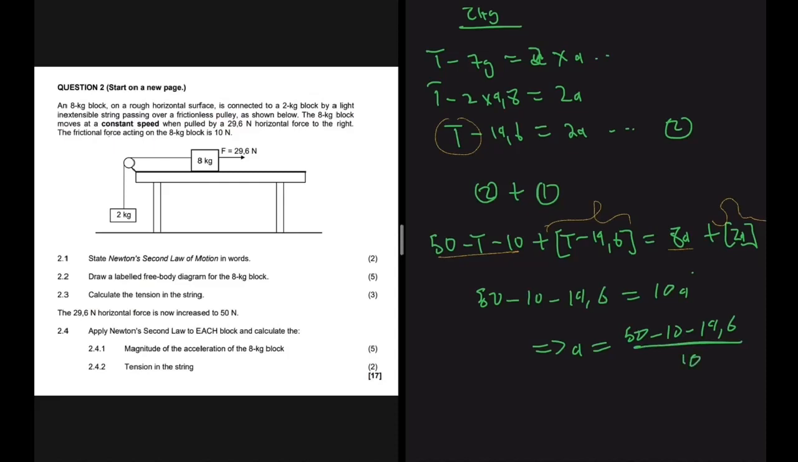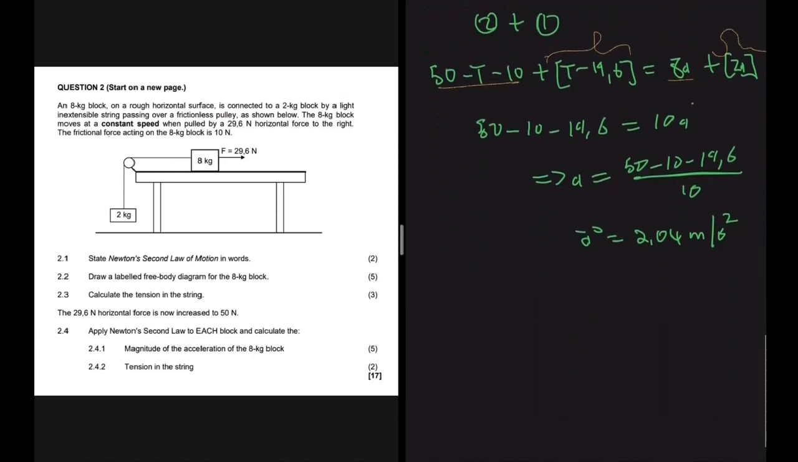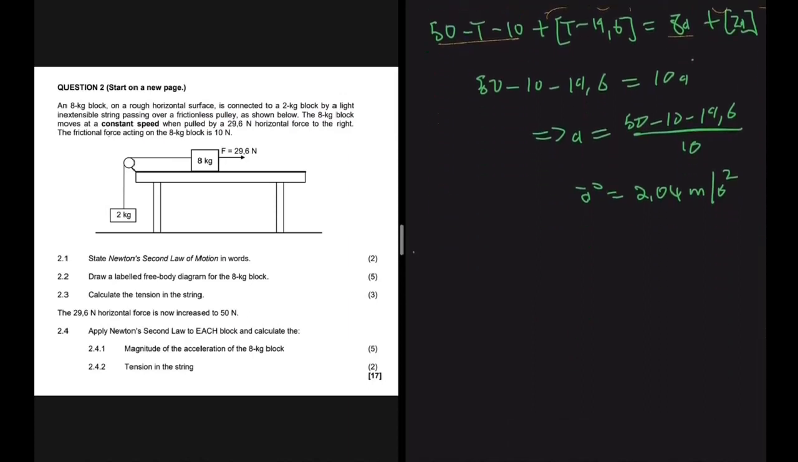Let me put that into my calculator real quick. So 50 minus 10 will give you 40, minus 19.6, divided by 10, and I'm getting an acceleration of 2.04 meters per second squared. Yeah, so there you have it. That's how you solve this problem. Let's carry on.